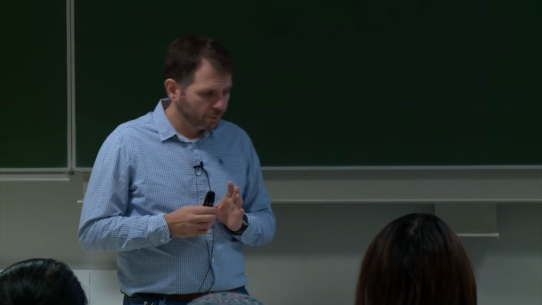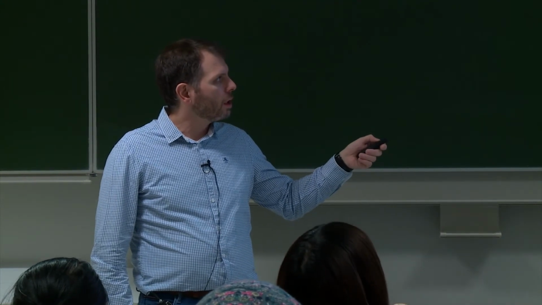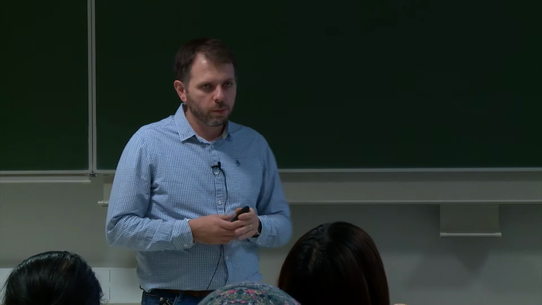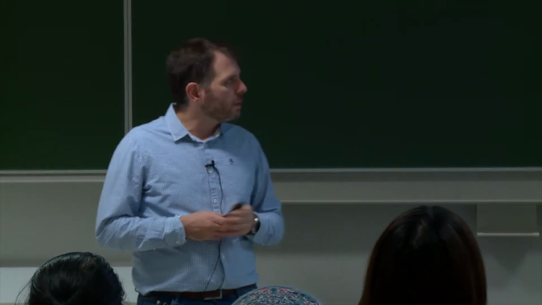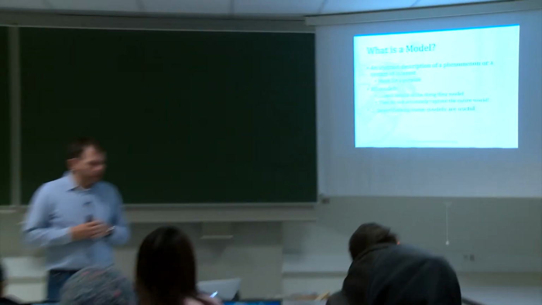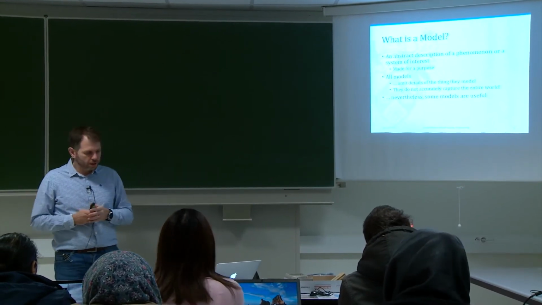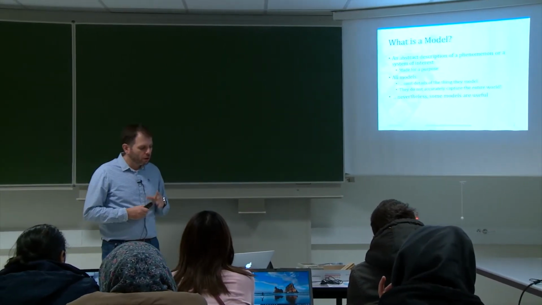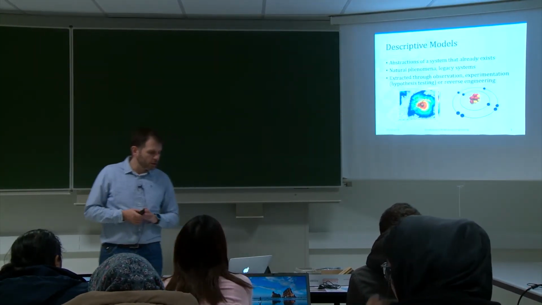In general, in science, a model is an abstract description of a phenomenon or a system of interest. And models are made for a purpose. So a model is, by definition, an abstraction, which means that it has to omit details of the thing that it models. So again, by definition, a model doesn't accurately capture all the dimensions of the problem or the system it refers to. However, models are useful. Despite being intentionally incomplete, they are useful.